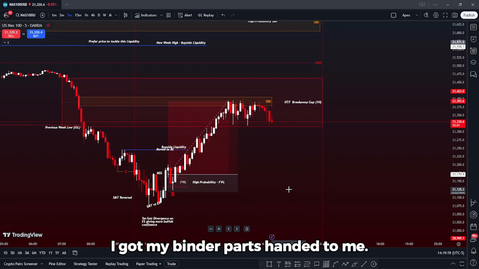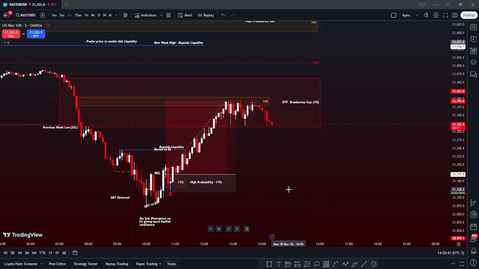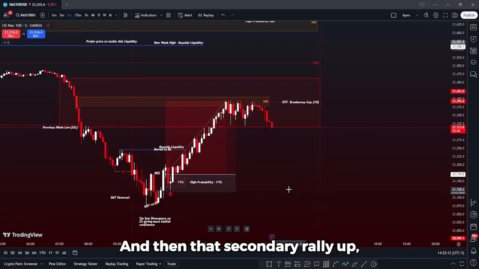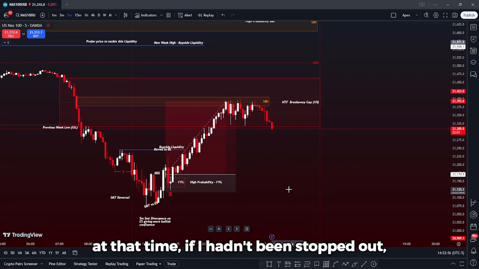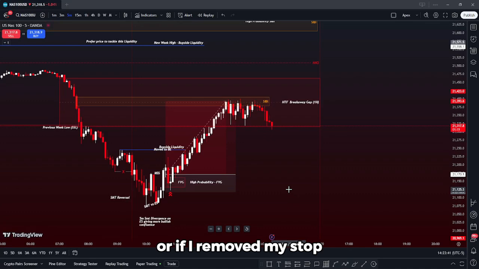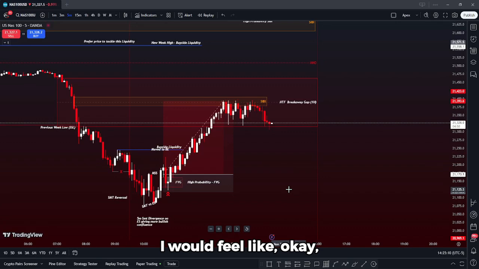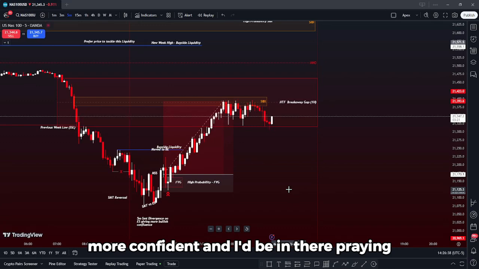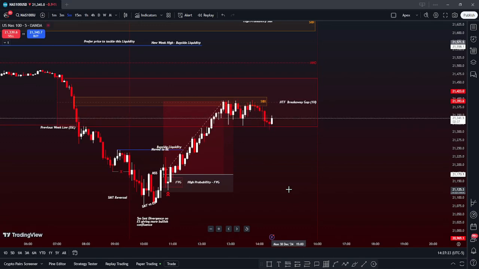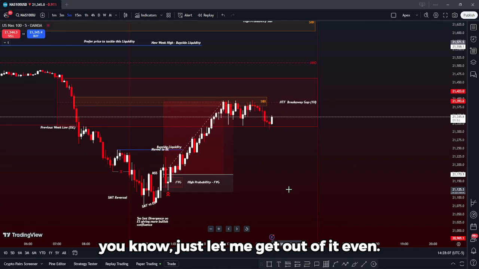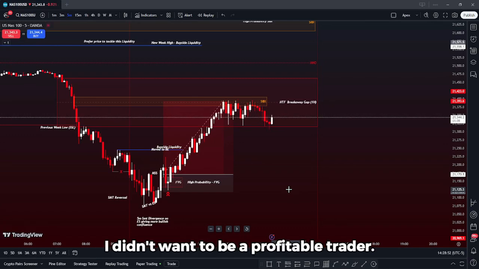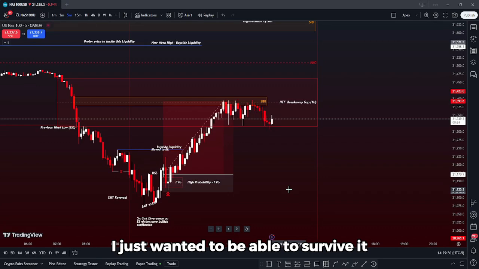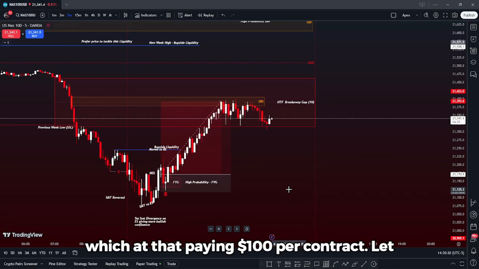I got my hinder parts handed to me. And what I discovered was this pattern of going above an old high, then breaking down, and then that secondary rally up. At that time, if I hadn't been stopped out, or if I removed my stop and I weathered that retracement, I would feel like, okay, I dodged a bullet there. Then I would feel more confident, and I'd be in there praying to God, help me get this move past this level, keep going up, just let me get out of it even. At that point, I didn't want to be a profitable trader in that trade. I just wanted to survive it and the commission, which was $100 per contract.